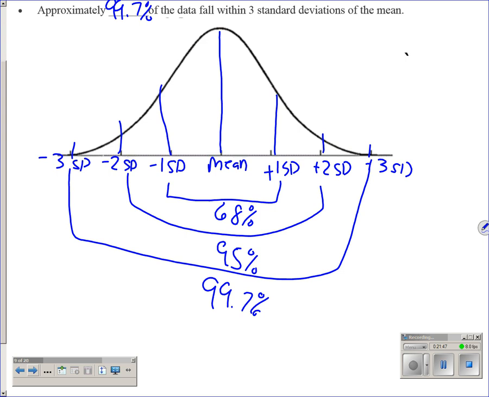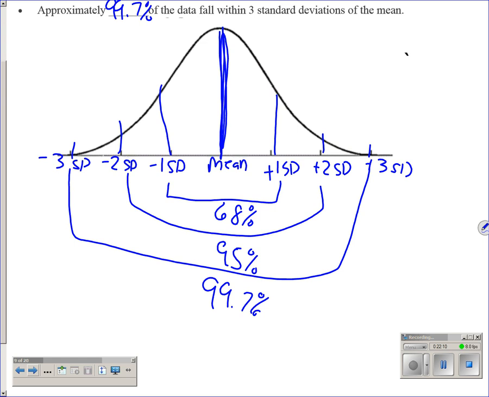Now, those are the three numbers that I remember. That's the empirical rule, but we can break that up. If this is my mean right here in the middle, and it's a symmetric curve, what's the percent of values that fall to the right of the mean? Half, 50%. 50% here and 50% here. That's just because it's symmetric.